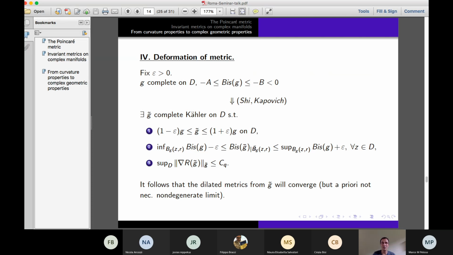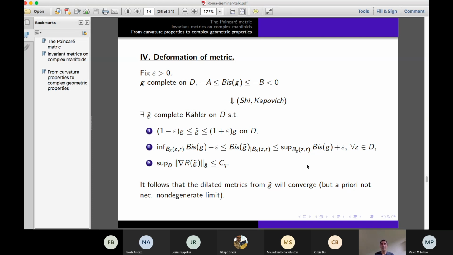Of course, this is only purely local. So you have to fix some R also, and it will be only on some small ball centered at a point. But in our situation, it tells you that the curvature is very close to the curvature of the original metric, as you don't move too much from one point to the other one. And the third point that is very important is that the covariant derivatives of your new metric are uniformly bounded.